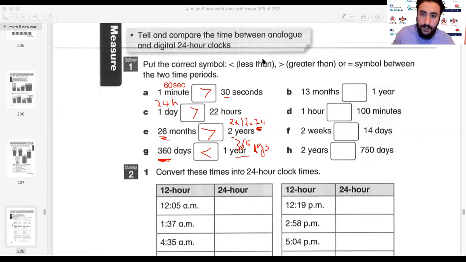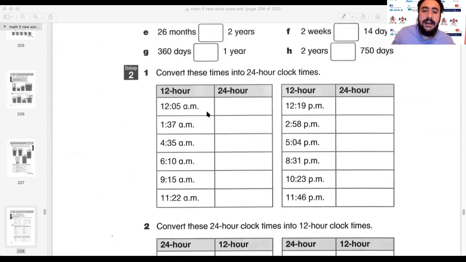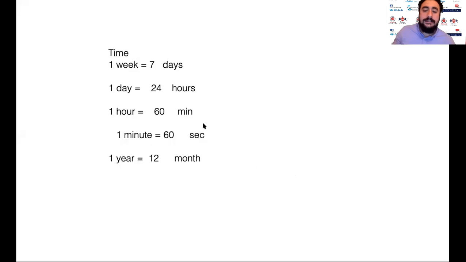Okay. So let's go for challenge number 2, which is the difference between the 12-hour clock and the 24-hour clock. Let me clarify something for you about those, the 24-hour clock and the 12-hour clock. And let me tell you what the difference is between them.